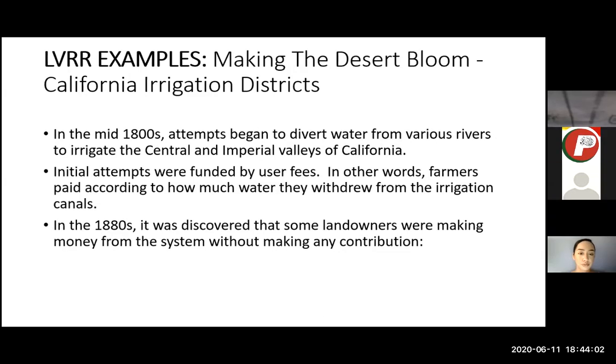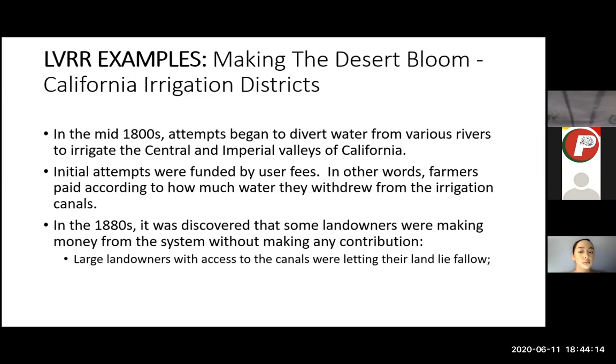But in the 1880s, it was discovered that some landowners were getting rich from the system without making any contribution. And how was this possible? Well, what happened was that some large landowners next to the canals simply let their land lie fallow. They didn't withdraw any water. They weren't growing any crops or didn't have any orchards or vineyards.